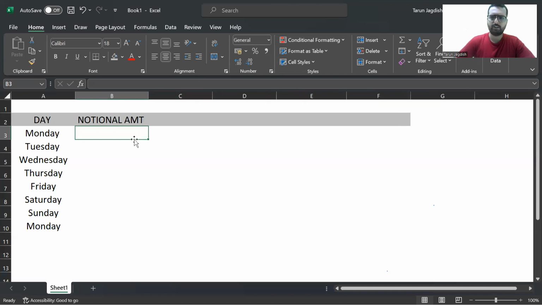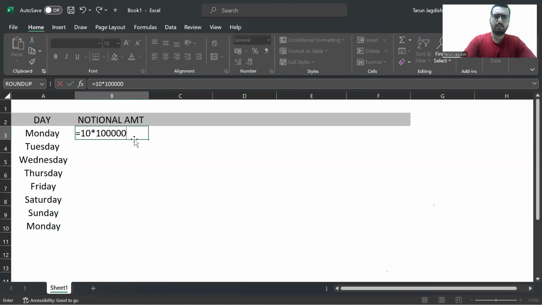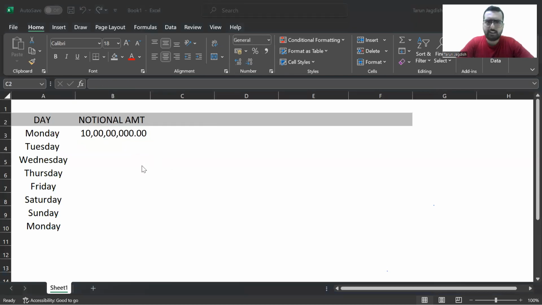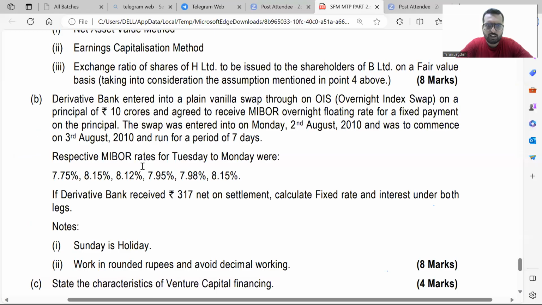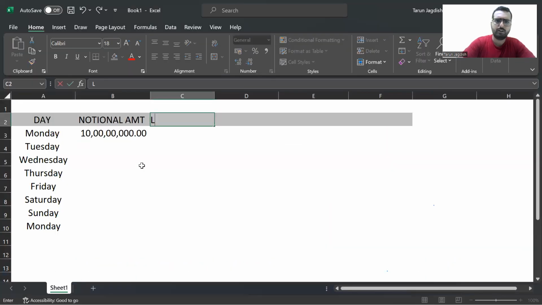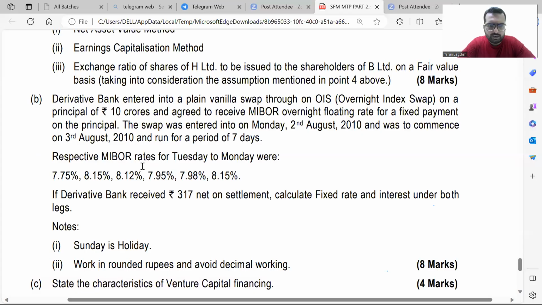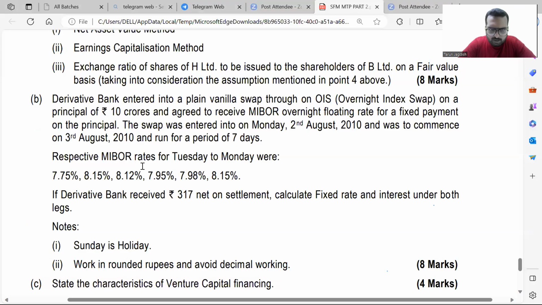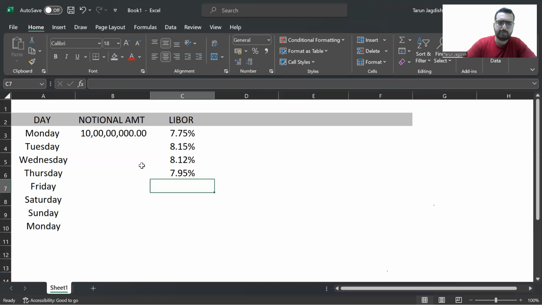Notional amount will be 10 crore. This is 10 crore. Okay. And the interest rate, LIBOR, is given on different dates. So that's 7.75. I'll write down over here LIBOR 7.75%. Second day is 8.15%. Third day is going to be 8.12%. Fourth day is 7.95%. Next day is going to be 7.98%.